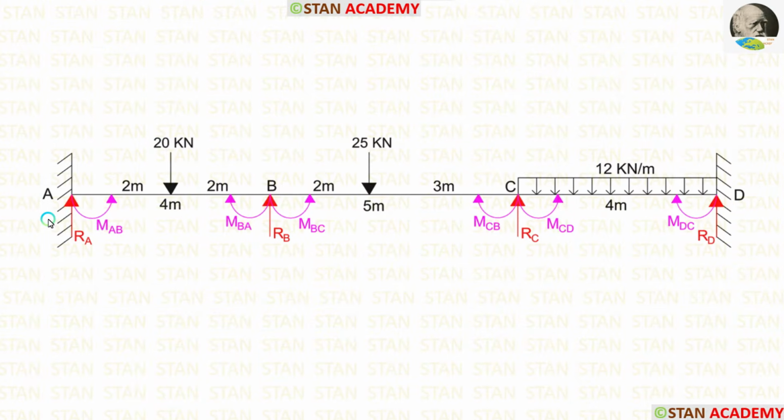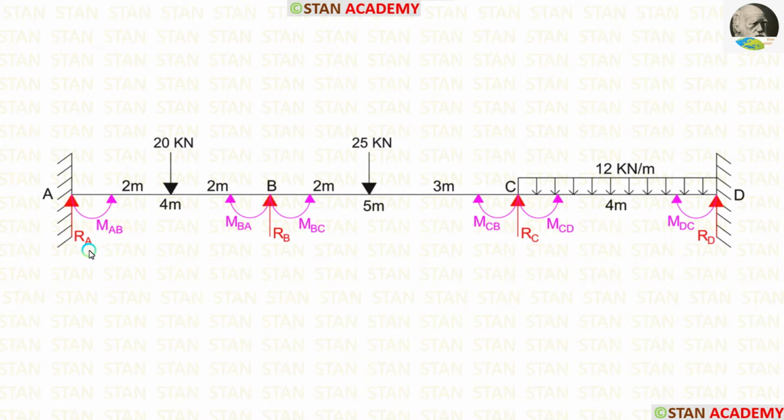In this beam, we have to calculate 6 moments. In the fixed support, there will be a moment. So in the point A and in the point D, we are having moments. In the point A, we are having the moment MAB, and in the point D, we are having the moment MDC. In the joints, there will be two moments. In the joint B, we are having two moments MBA and MBC. Also, in the joint C, we are having two moments MCB and MCD. So, totally, we have to find 6 moments.